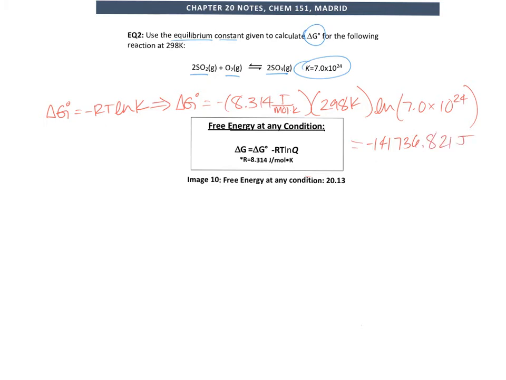141,736.821 joules per mole. Delta G naught values, delta G values in general, are generally given in kilojoules per mole, so that would mean this is equal to negative 141.736821 kilojoules per mole. And then taking into consideration significant figures, 7.0 has 2 sig figs, the fewest sig figs of all. So that means my answer is negative 1.4 times 10 squared kilojoules per mole, and that is your final answer.